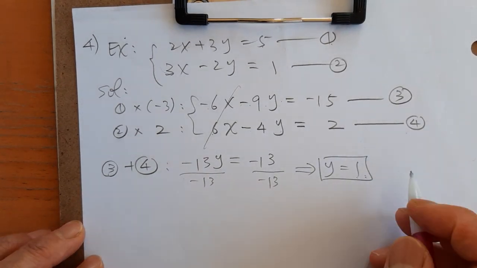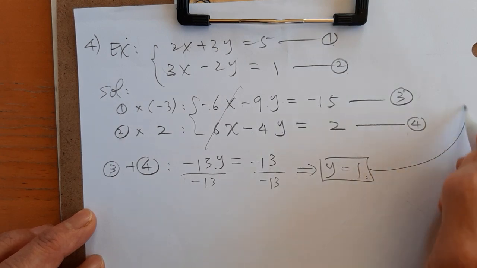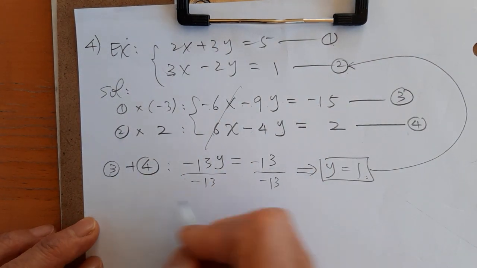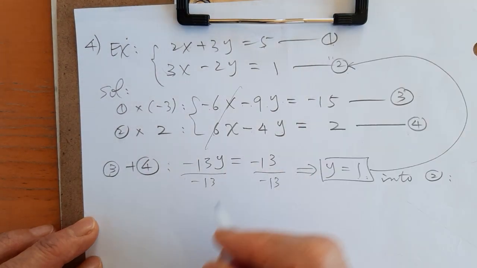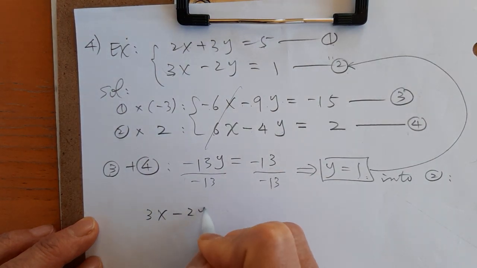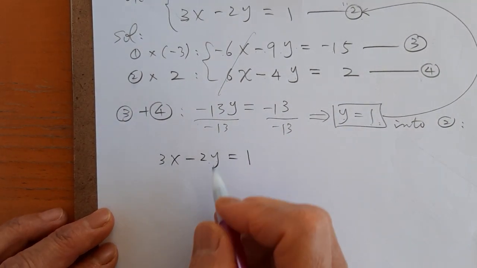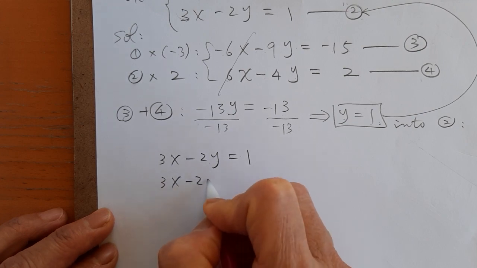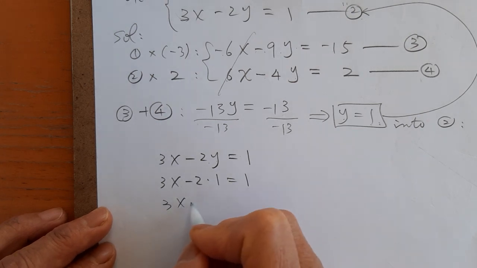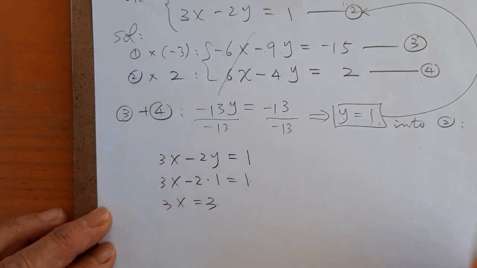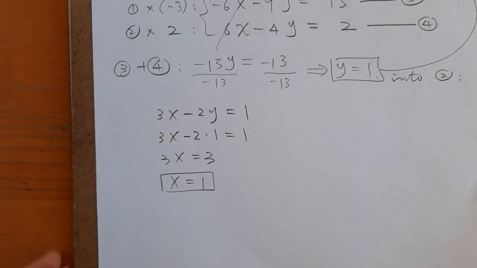After you get y equals 1, then you can plug it into either the first one or the second one to get x. Let's this time plug it into the second one. The second one is 3x minus 2y equals 1. So y is 1, plug in. So it's 3x minus 2 times 1 equals 1. So add 2 to both sides, 1 add 2 is 3. Then you divide both sides by 3. You get x equals 1.